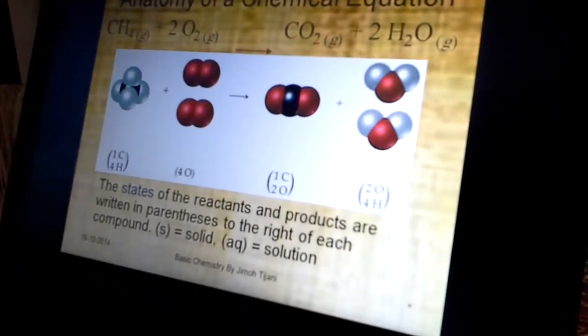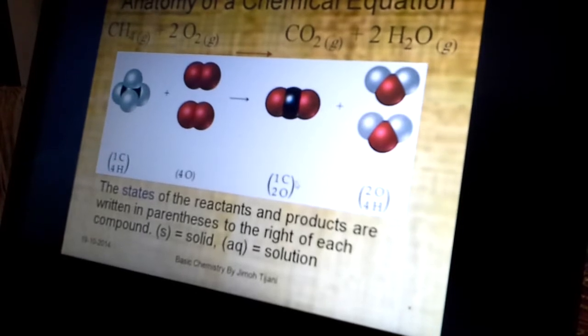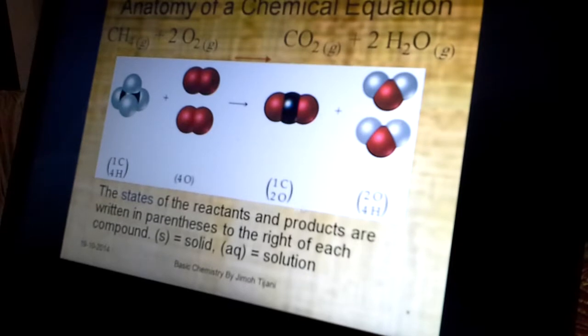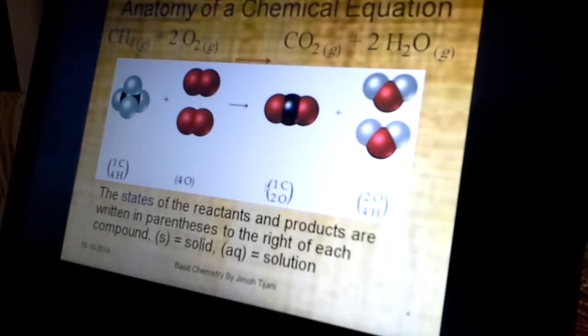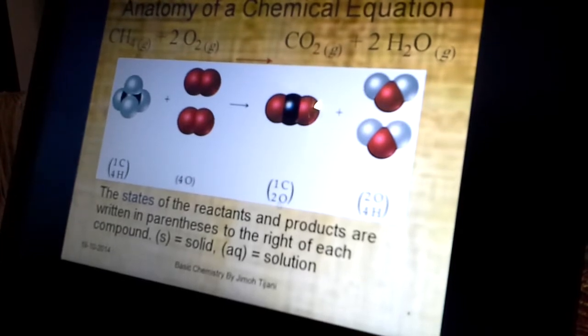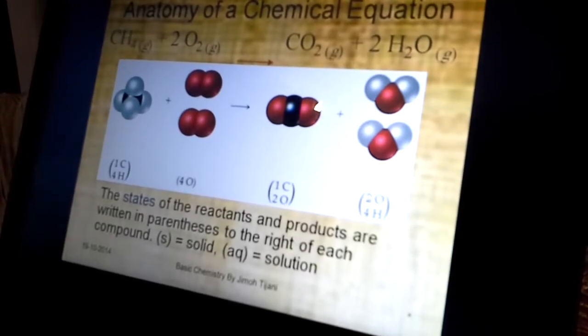Because the total number of carbon on the left is 1, and that on the right is also 1, equal. The number of hydrogen on the left is also equal to the number of hydrogen on the right, that is 4, while the number of oxygen on the left is equal to the number of oxygen on the right, because you can see 2 oxygen here plus another 2 oxygen.